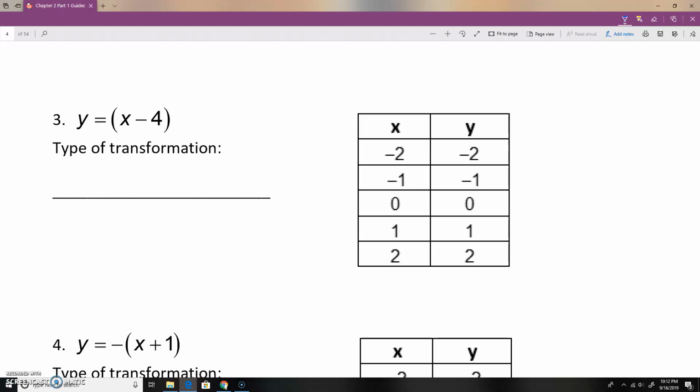Alright, now you'll see our value that's negative 4 is inside the parentheses. That is our c value. Okay. Our c value gives us a right or a left. If c is a negative like this, it is a shift right of 4.